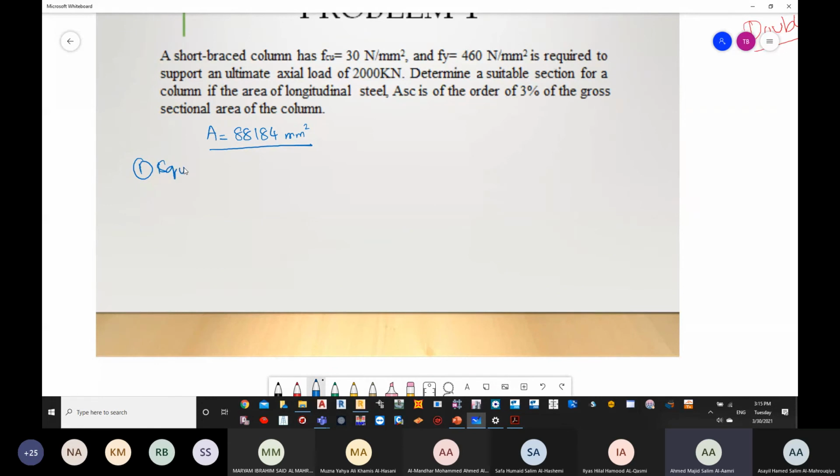Now, if we are having the first scenario to be a square, if this is going to be a square column, then for my case of square, we are going to have B and B. So my area is equal to B squared. My B can be calculated as the square root of area, which is going to be the square root of 88,184. Can you give me this value?